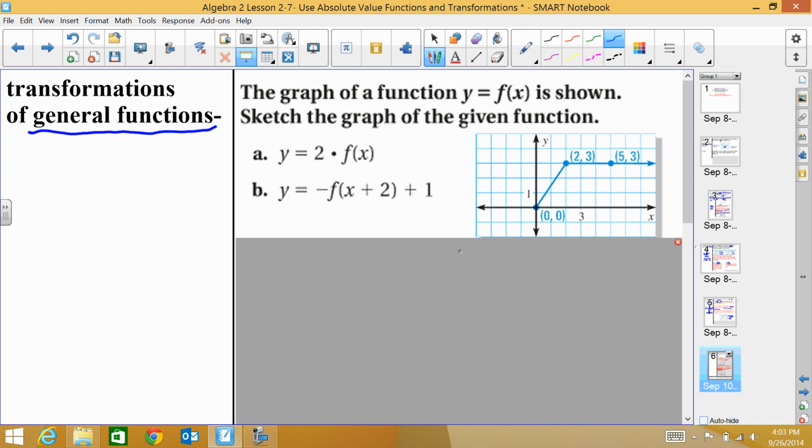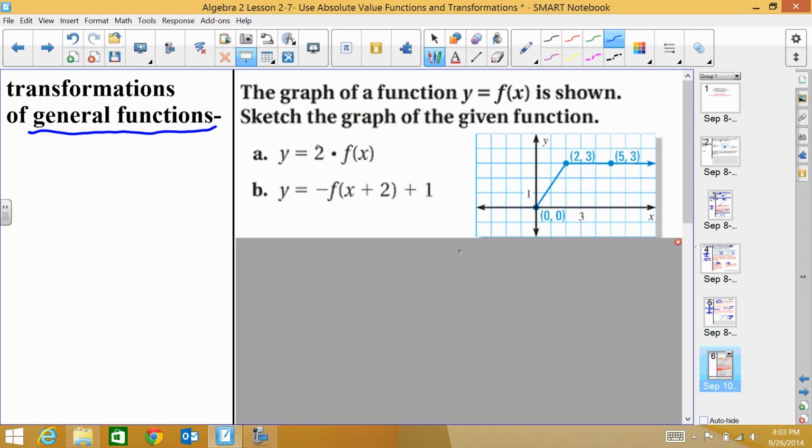We're going to do two things. We're going to do 2 times the function of x, and this graph right here is our original function of x. It can be anything you want. It doesn't have to be a v shape. It can be a line. It can be anything that you want. So this is our function.